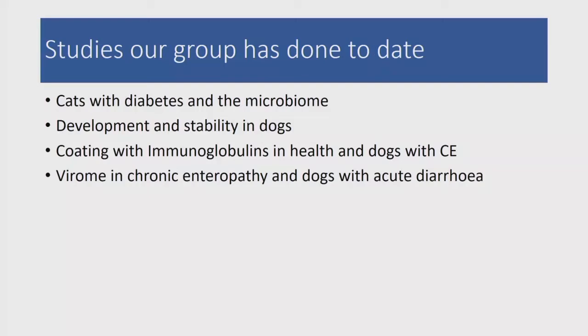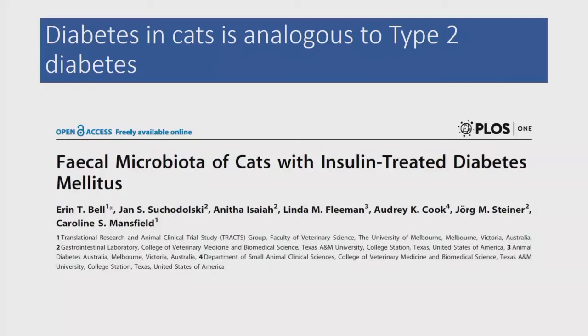So what studies have we done? I'm going to briefly talk about the studies that we've done to date, and then what we're doing and what we plan to do. The first study that we did was looking at the faecal microbiota of cats with diabetes mellitus. Diabetes in cats is analogous to type 2 diabetes in people in that it's not an absolute insulin deficiency. They have a relative insulin deficiency, or it's an insulin resistance.